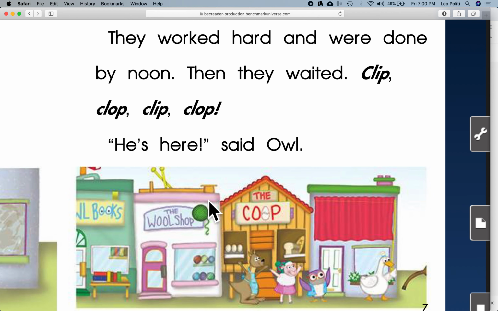I'm going to make the page nice and big for you here. And take a look at the pictures. Okay, they're all looking that way. Who's that? Is that Moose's leg?